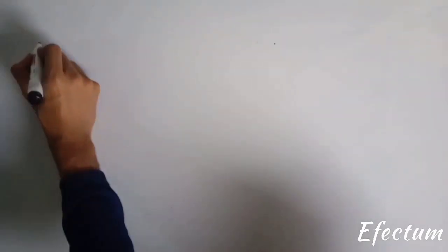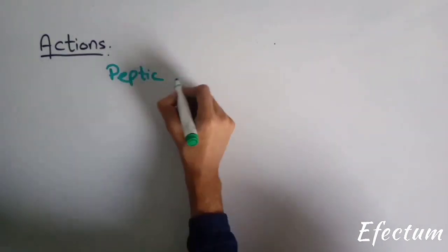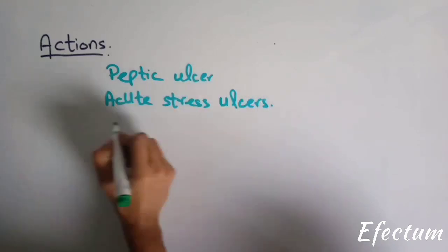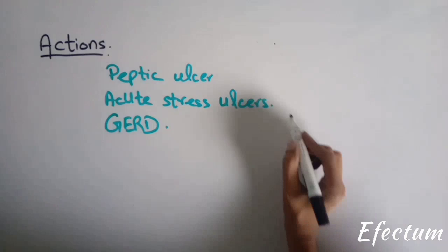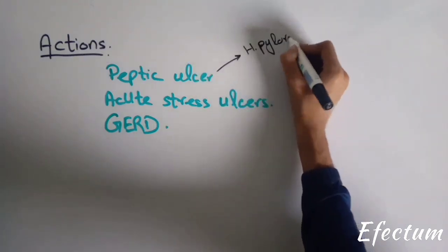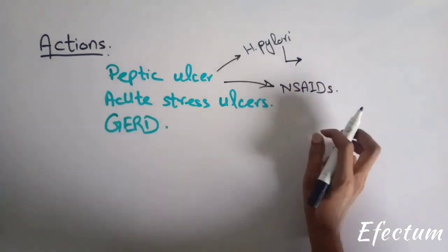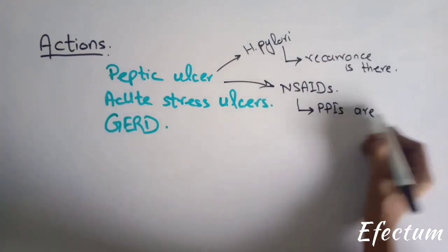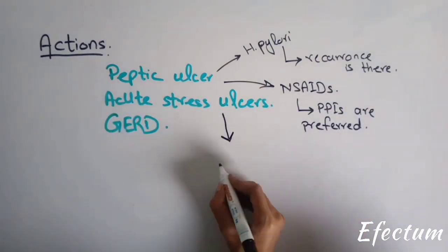Now we have to discuss the different actions of this class of drug. The first action is antipeptic ulcer; it is used to treat acute stress ulcer and also GERD. In case of peptic ulcer, we have two types: H. pylori induced and NSAID induced ulcer. In case of H. pylori, recurrence will be there, meaning there will be no cure at all. While in case of NSAIDs, we can use them, but PPIs are most preferred.